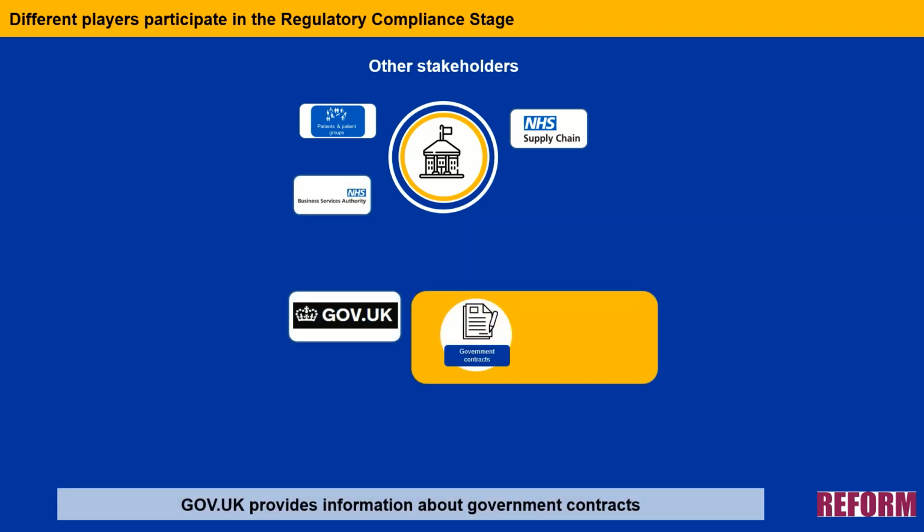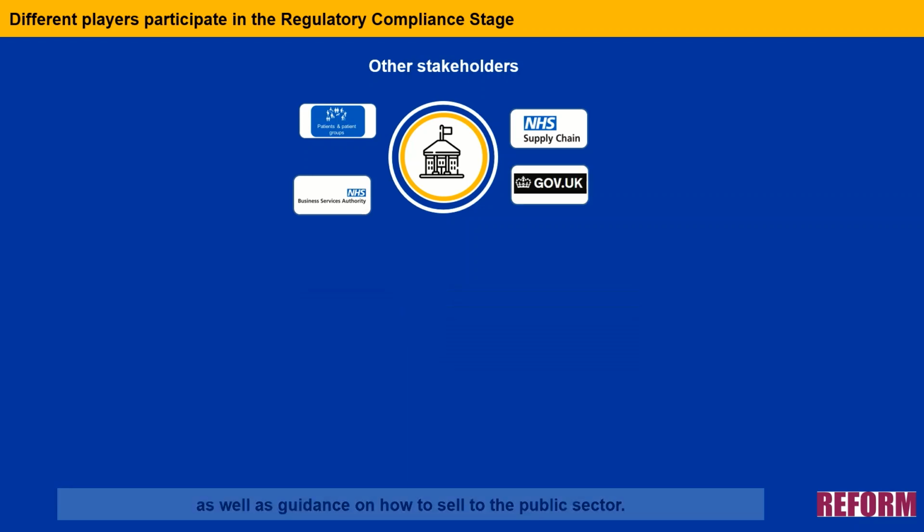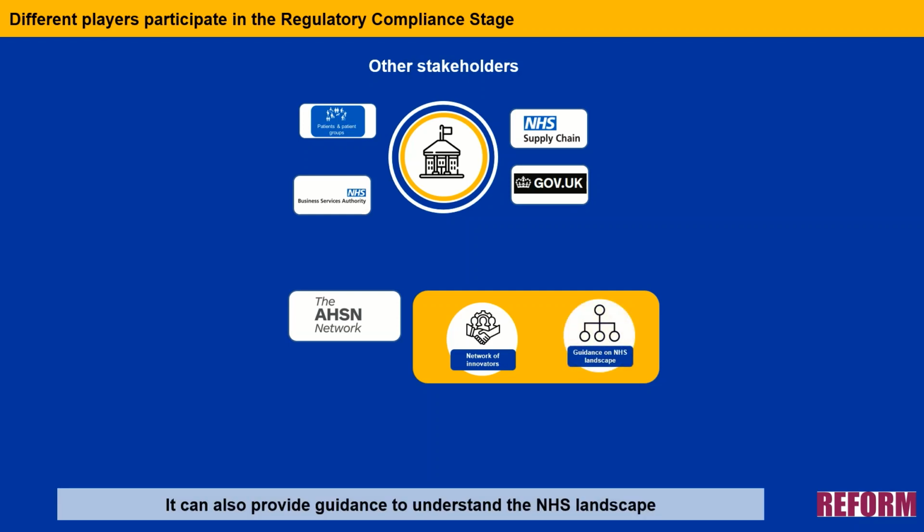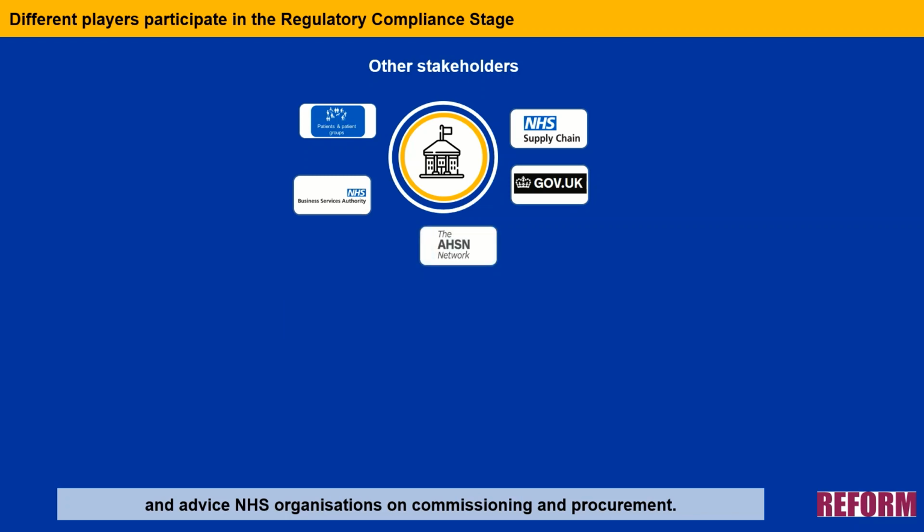Gov.uk provides information about government contracts as well as guidance on how to sell to the public sector. The Academic Health Science Network helps innovators connect with a wider network of entrepreneurs and navigate the innovation pathway. It can also provide guidance to understand the NHS landscape and advise NHS organizations on commissioning and procurement.